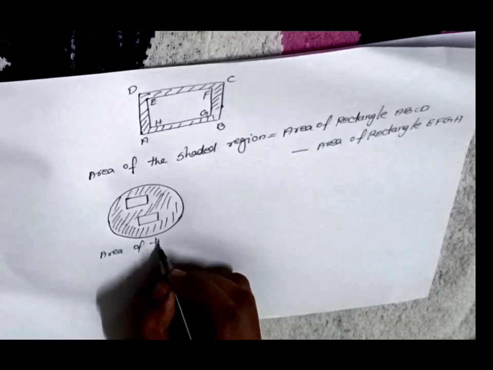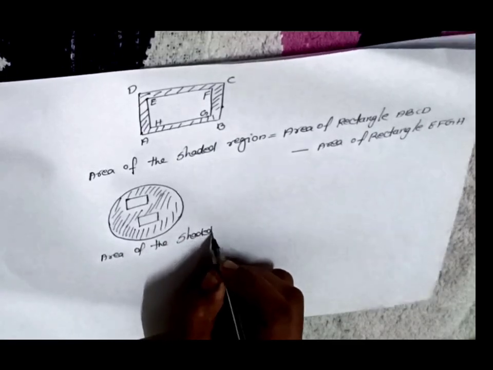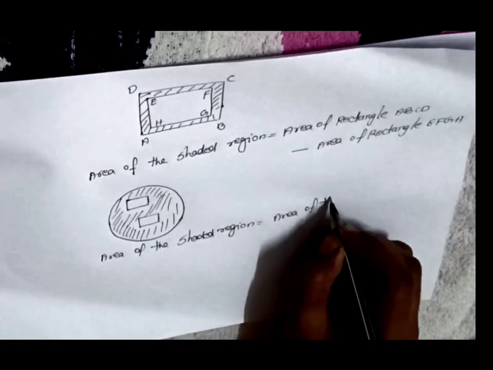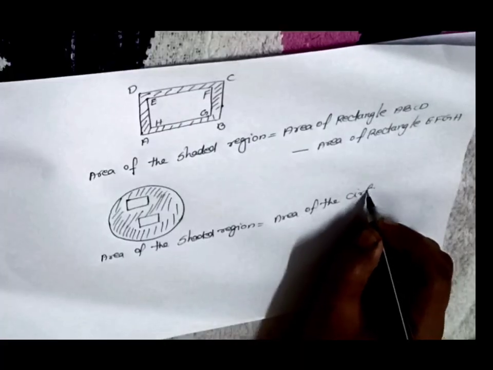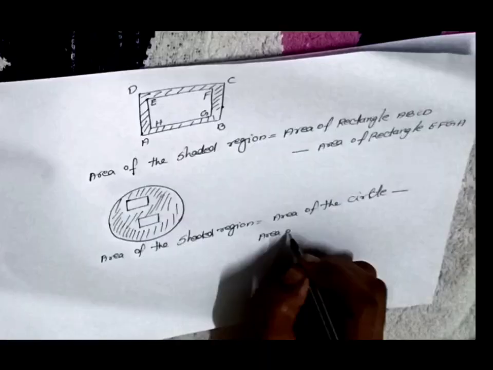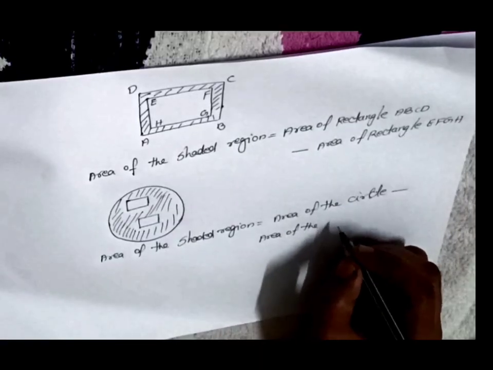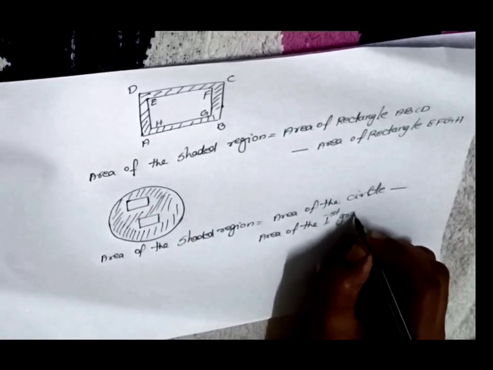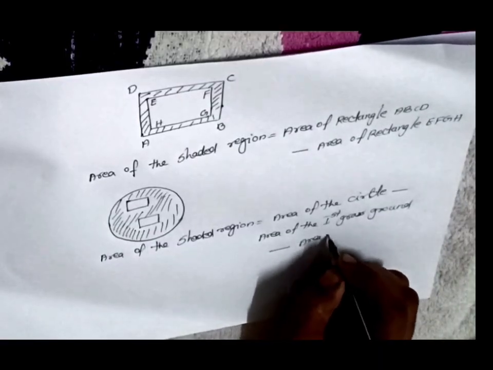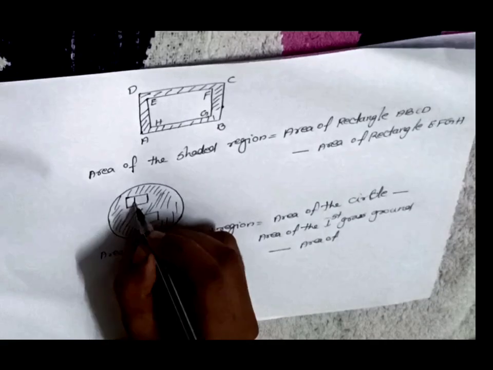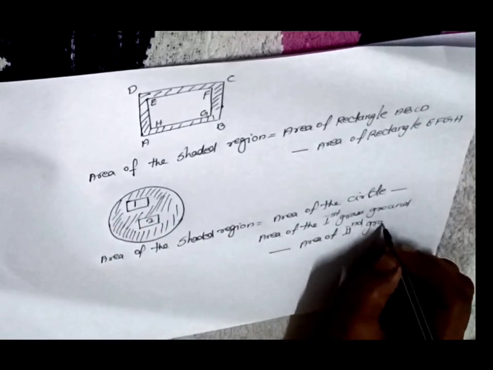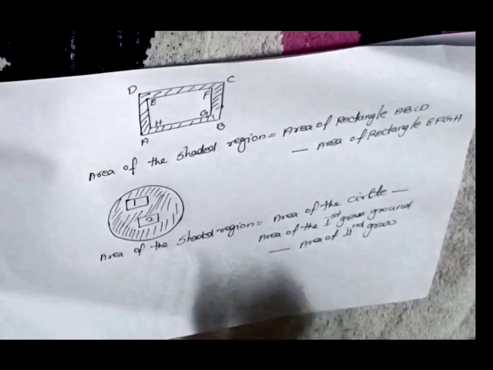Area of the shaded region equal to area of the circle, first we have to find out the total area of the circle, minus area of the first grass ground, minus area of the second grass ground. Then we will get the area of this shaded region.